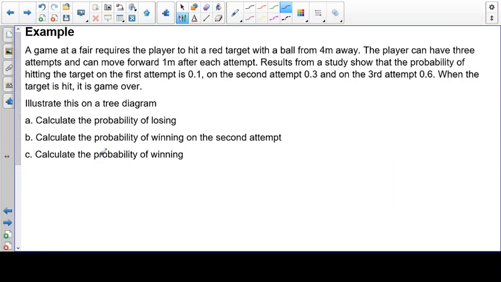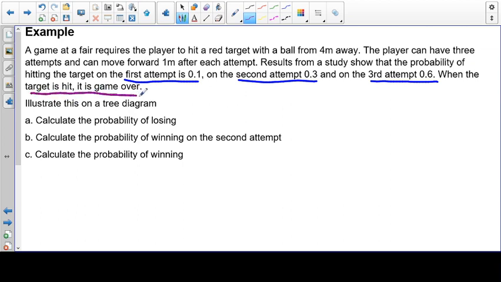Okay, a game at a fair requires the player to hit a red target with a ball from 4 meters away. The player can have 3 attempts and can move forward 1 meter after each attempt. Results from the study show that the probability of hitting the target on the first attempt is 0.1, on the second 0.3, and on the third 0.6. When the target is hit, the game is over. So on the first attempt it's 0.1, on the second attempt it's 0.3, and on the third attempt it's 0.6. And when it's hit, it's game over.